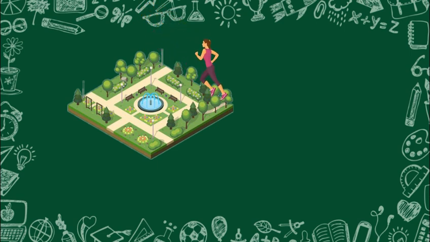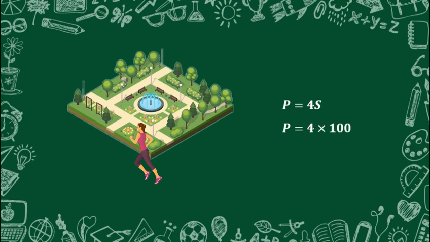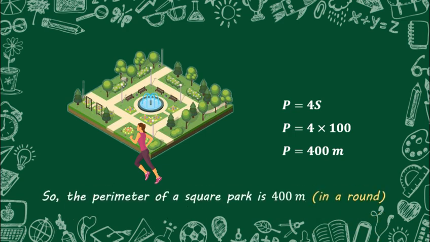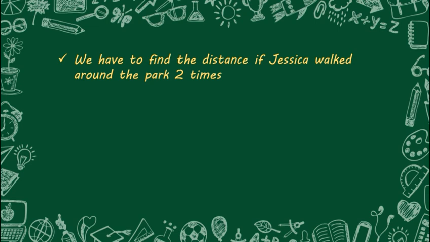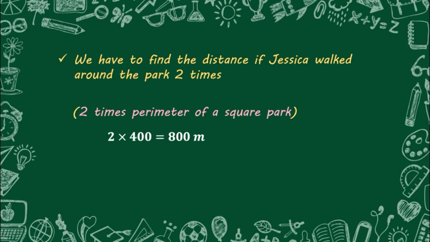In this case, if the length of each side of the square is 100 meters, the total length Jessica traveled along all four sides will add up to 400 meters. We can write that in a mathematical way like this. Substitute the length of the side into the formula. So, the perimeter of the square park is 400 meters. Notice here, that is 1 time around. And then, we have to find the distance if Jessica walked around the park 2 times. And we got 800 meters.